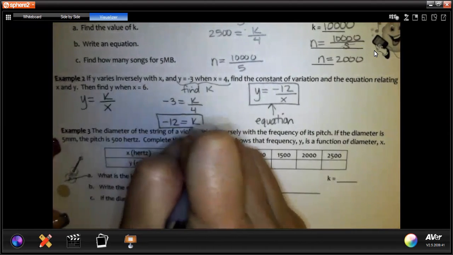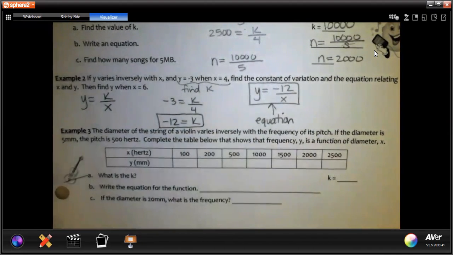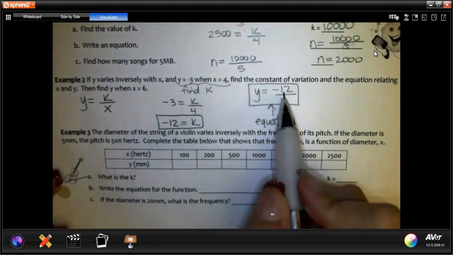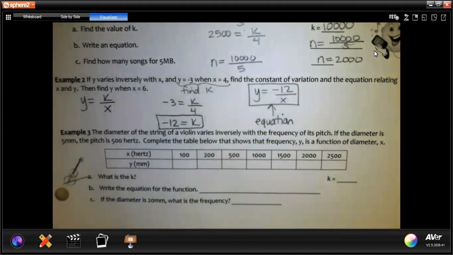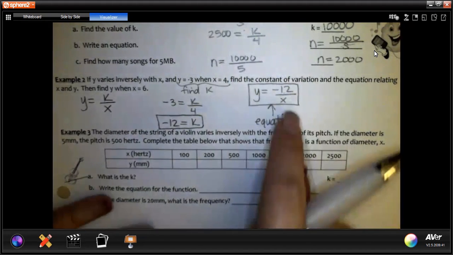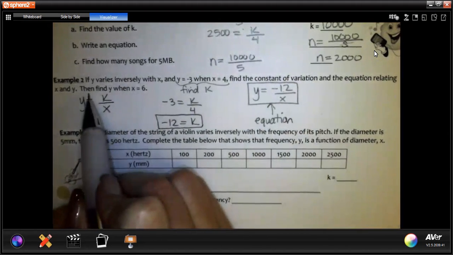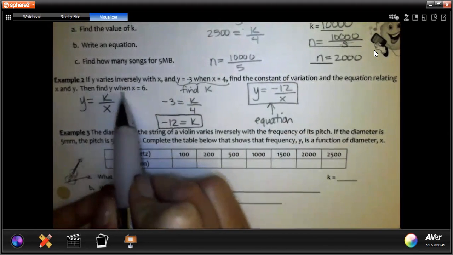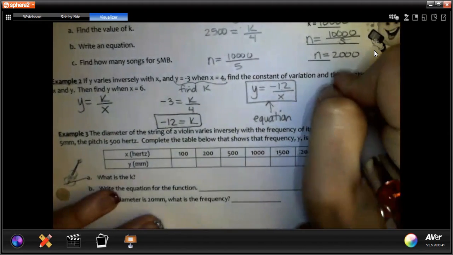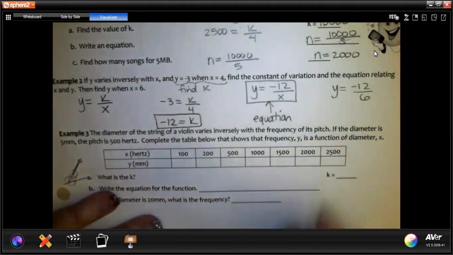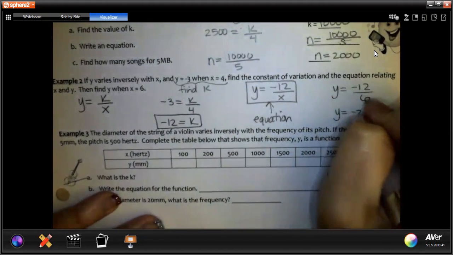So it's important that you know what these terms are so that you can answer the correct question when they're asking. A constant of variation is this number we found here. The equation is once you have plugged it in. You do not want to write y equals k over x as the equation. That is not the equation. This is our equation. And then, of course, we use the equation to predict information. So then find y when x is 6. All I have to do is take my equation and plug in 6 for the x. That gives me y is equal to -2.